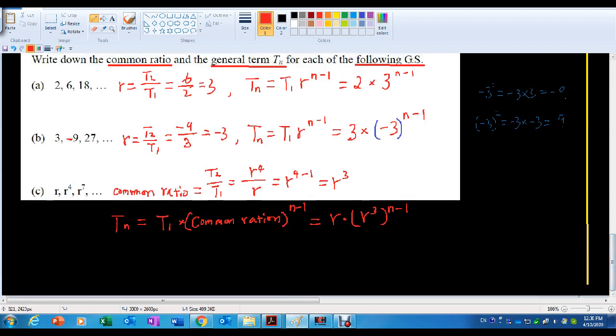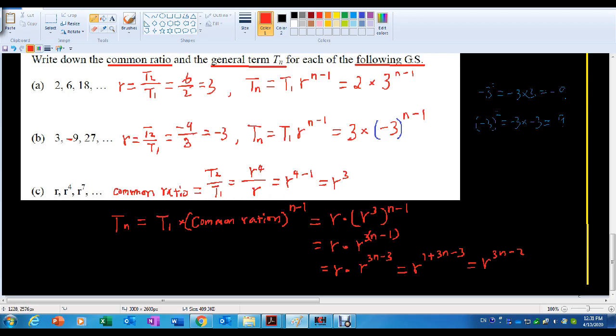So we need to do a bit of simplification because you know that the 3 can be used to multiply the n minus 1 in the index. So r times r to the power 3n minus 3, distributive law. So that's r to the power 3n minus 2. If you are not quite used to that index law, you might need to spend a bit more time to understand this, right? But that will be the answer.